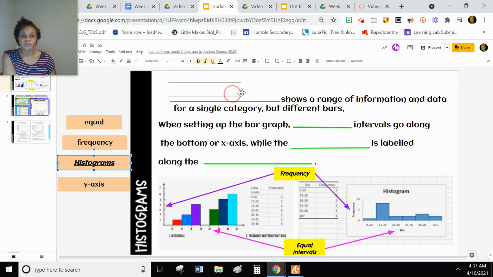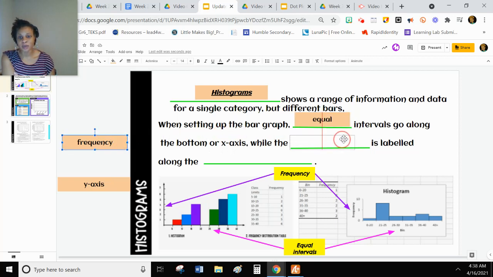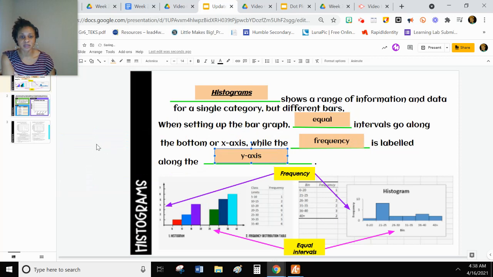Histograms show a range of information and data for a single category, but different bars. When setting up the bar graph, equal intervals go along the bottom of the x-axis, while the frequency, or the number of times, is labeled along the y-axis.